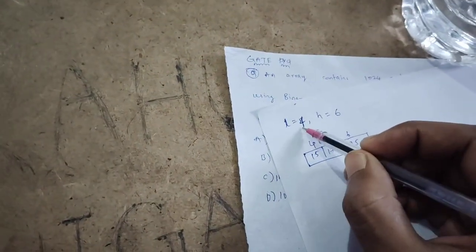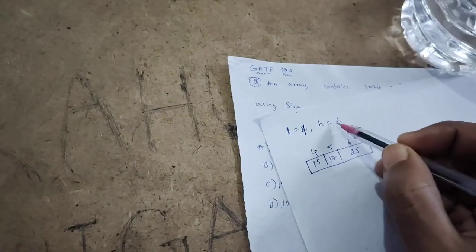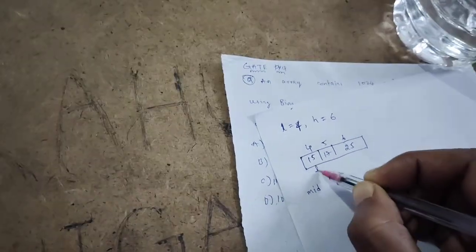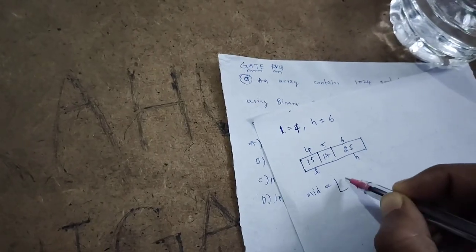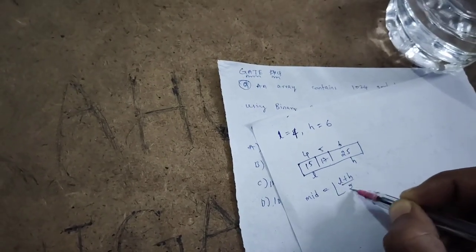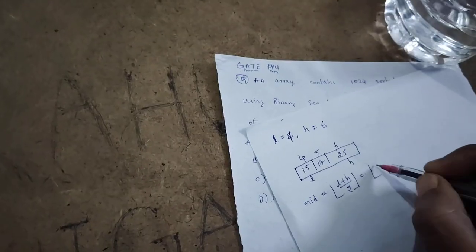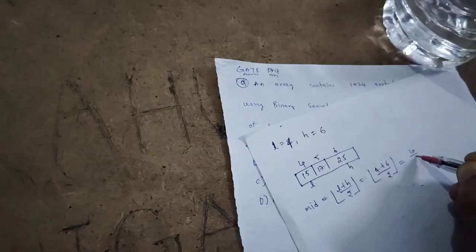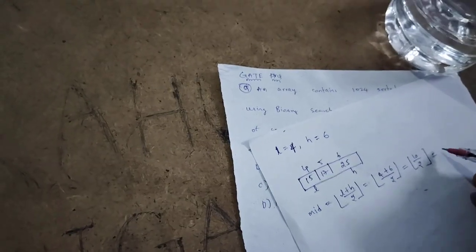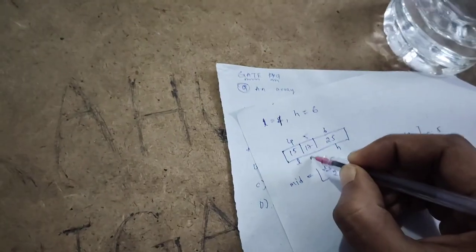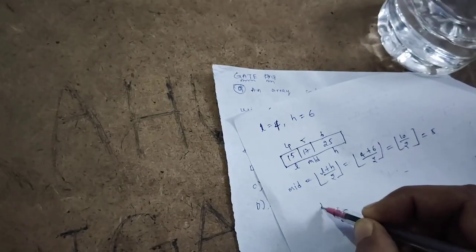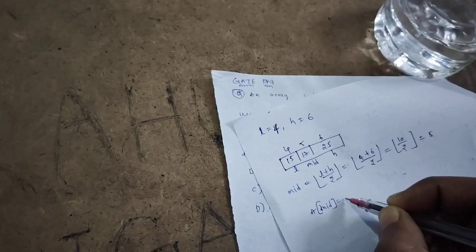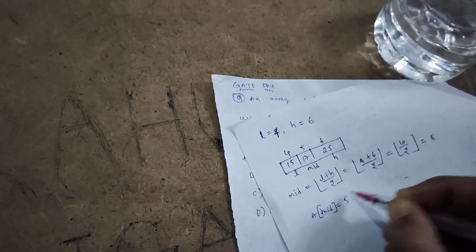Then here L equals 4 and H equals 6. Let's find the mid value. Here L, here H. Mid equals floor of (L plus H) by 2. 4 plus 6 is 10, by 2 is 5. Then our mid value is 5, so A[mid] is at index 5.